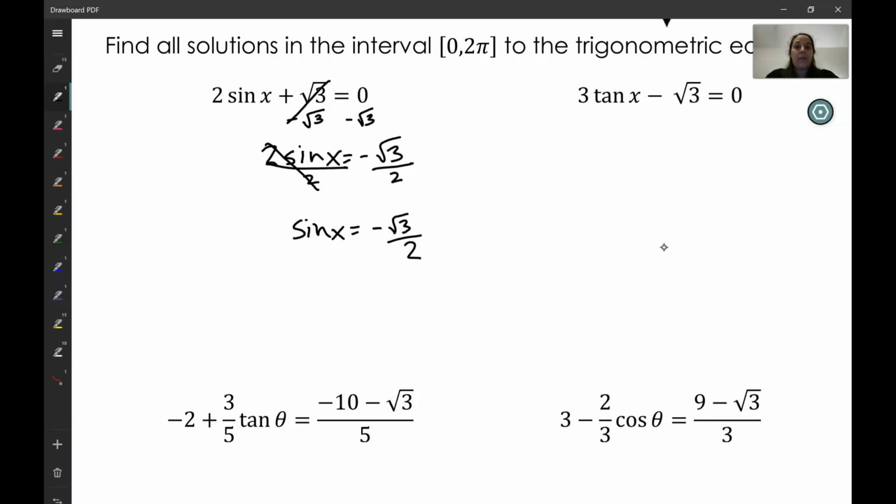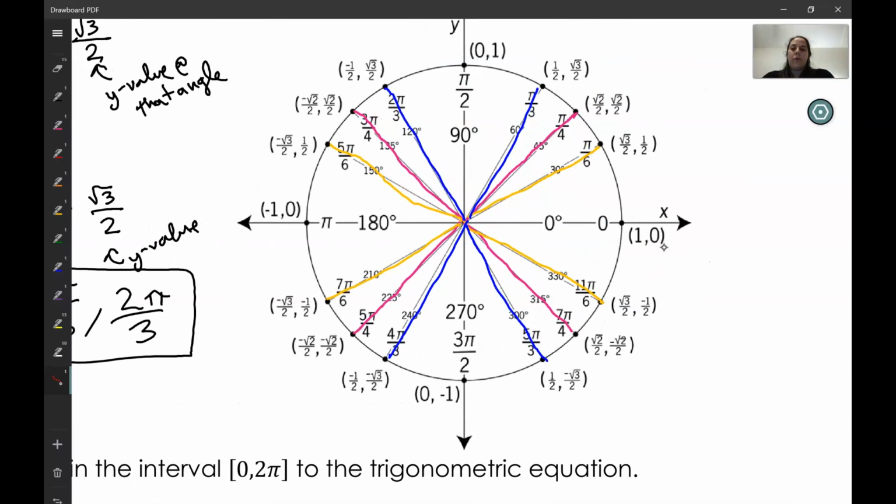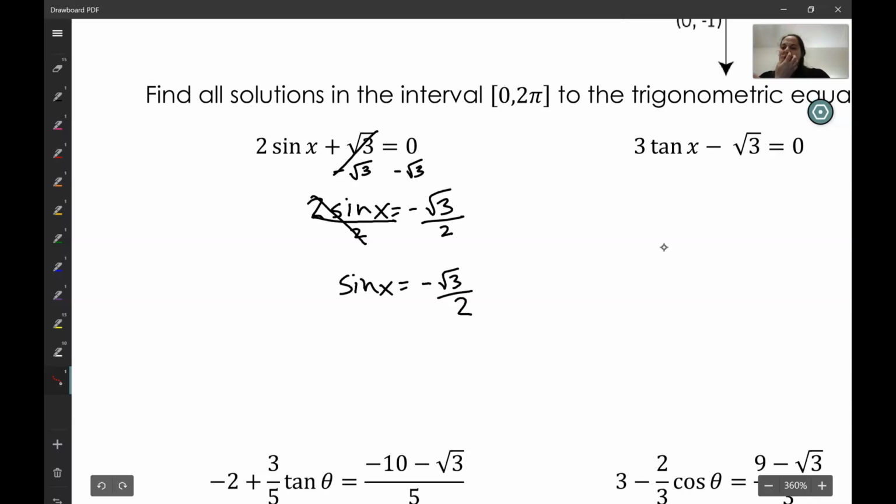Hey, that looks like the problems we had in the first video now. So this means what angles will give us a y value, because that's what sine is, of negative root 3 over 2. So I go up here, find negative root 3 over 2 as a y value. So there's one there, and there's one there. Both of those have y values of negative root 3 over 2. So both of those angles are our answers, 4 pi thirds and 5 pi thirds.